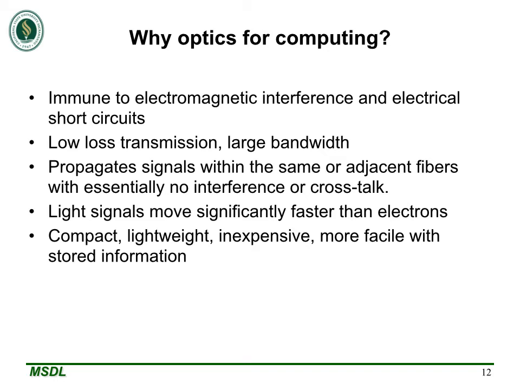Light moves faster than electrons because the speed of light is more than the speed of electrons, and speedy delivery of data is ensured when using optics. They are compact, lightweight and also inexpensive.